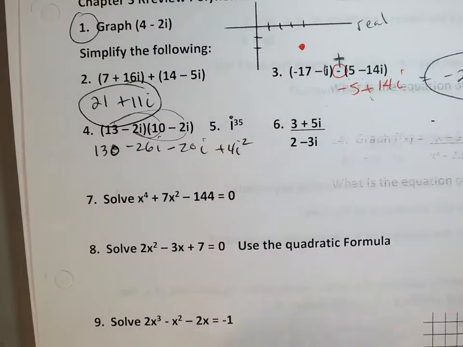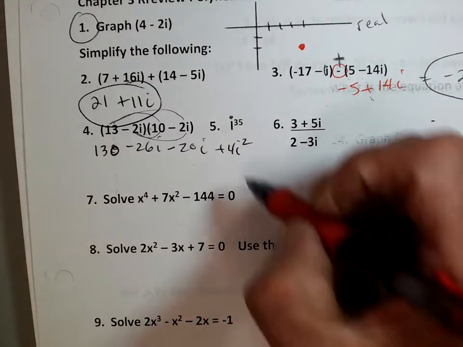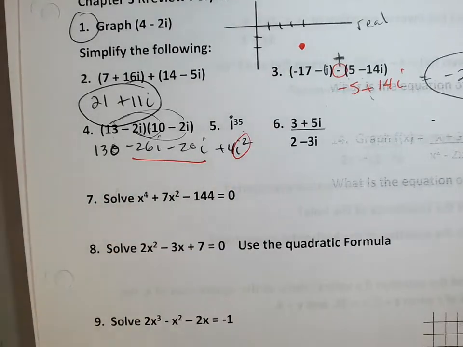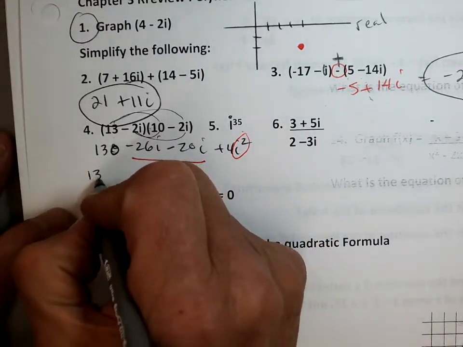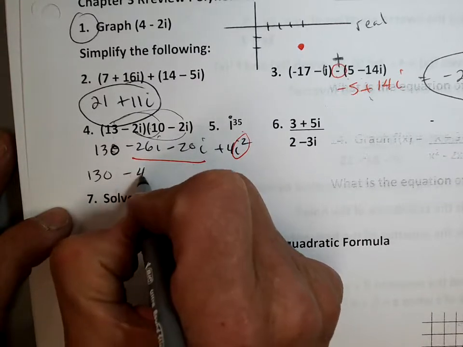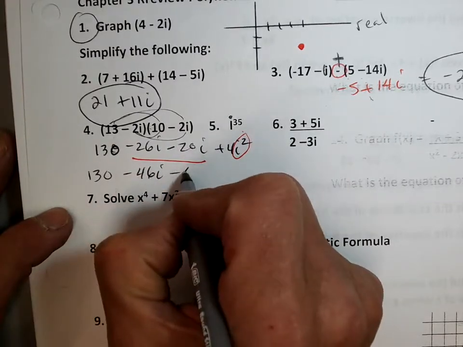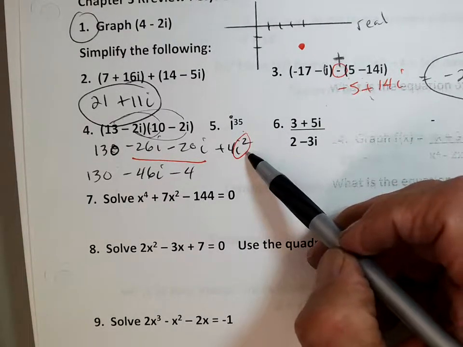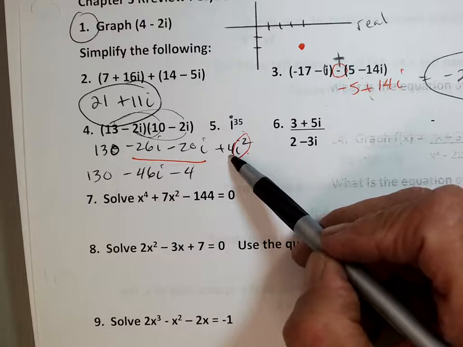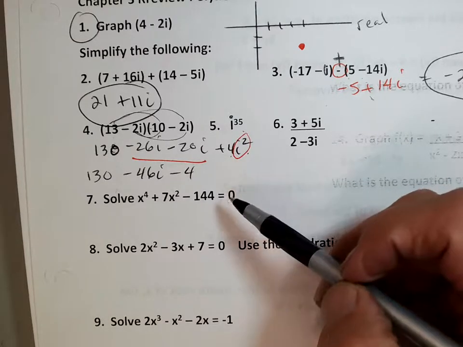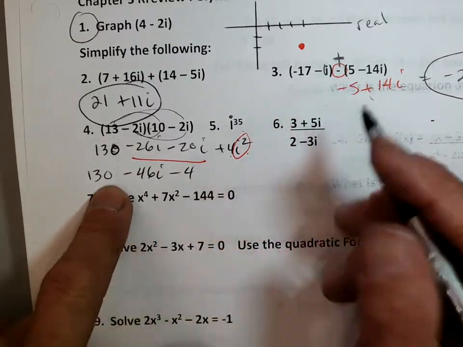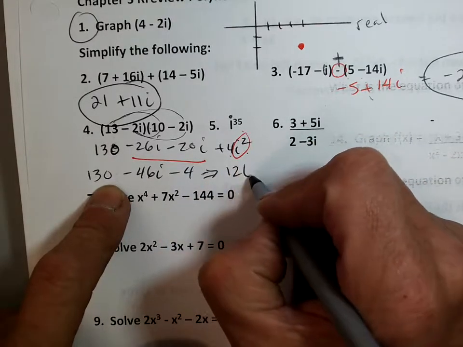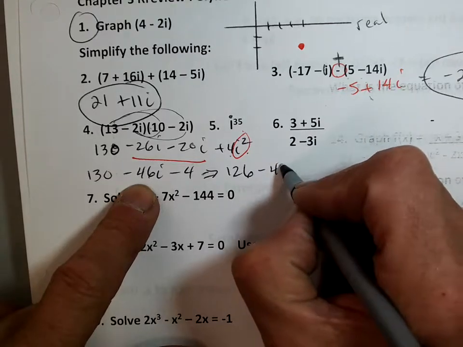Okay, how am I doing? My i squared I'll make into a -1, and I'll combine these two middle terms. So I'm going to have 130 minus a 46i minus 4. And I'll slow down for a second. i squared is -1, which makes this number -4, right? And now I'm going to finish it up and put my reals together and have an answer of 126 minus 46i.